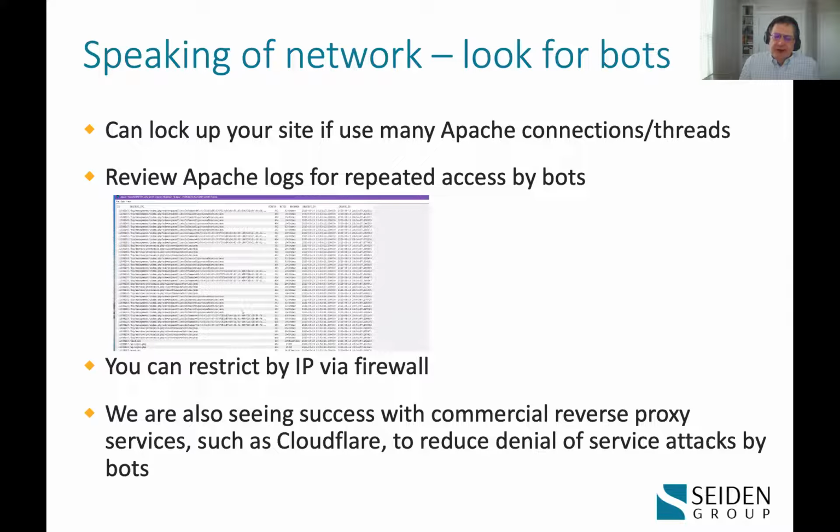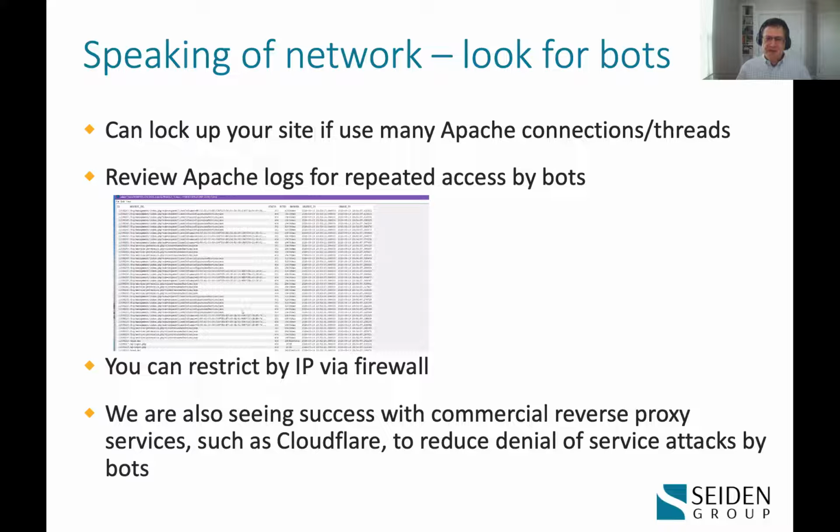Speaking of the network, look for bots. If you find that your site is locking up or getting too busy, look for the number of Apache connections being made. If it's some huge number, it might be bots that are hitting your site, some kind of random thing. Like one of our clients posted an ad on a popular social media site, and immediately I started getting all these requests. So look in your Apache logs, see if there's a lot of requests by the same company or same IP address. If that's true, you can restrict the IP address in your firewall.